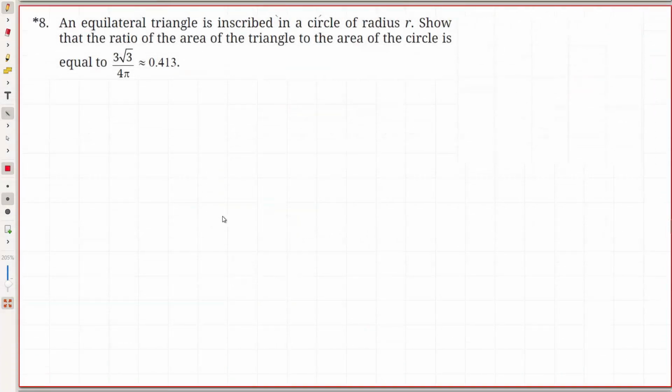Now question number 8, 9, 10. Everything is going to have some relation. 8, 9, 10, everything is going to be in the same model. Same model. Question number 8.